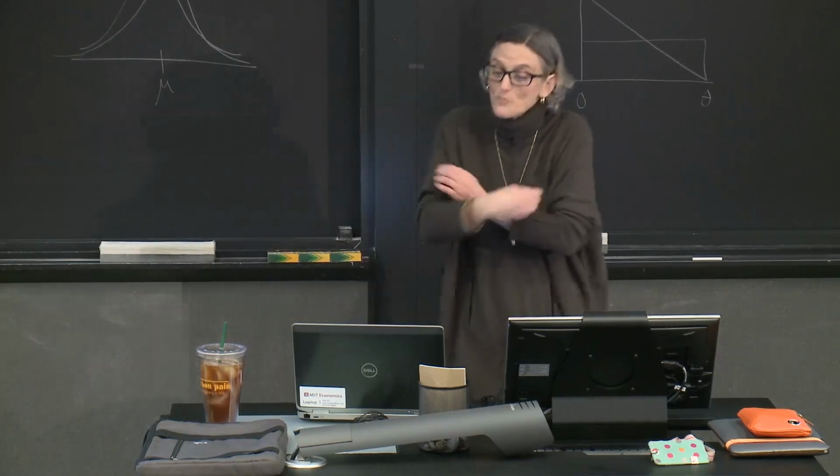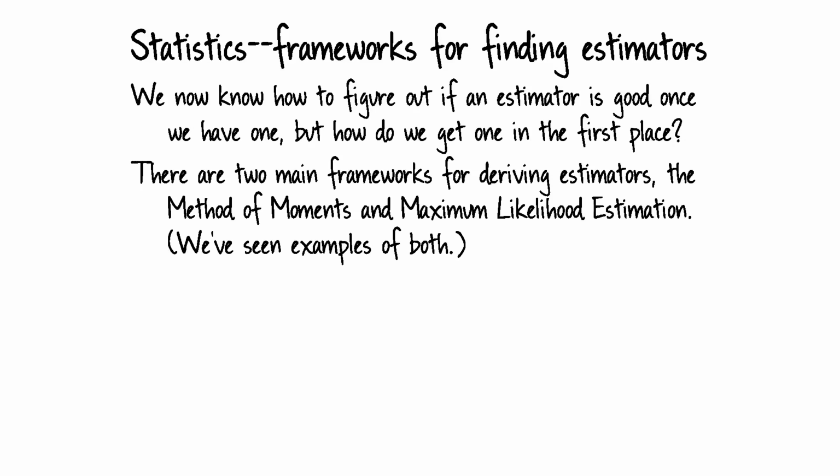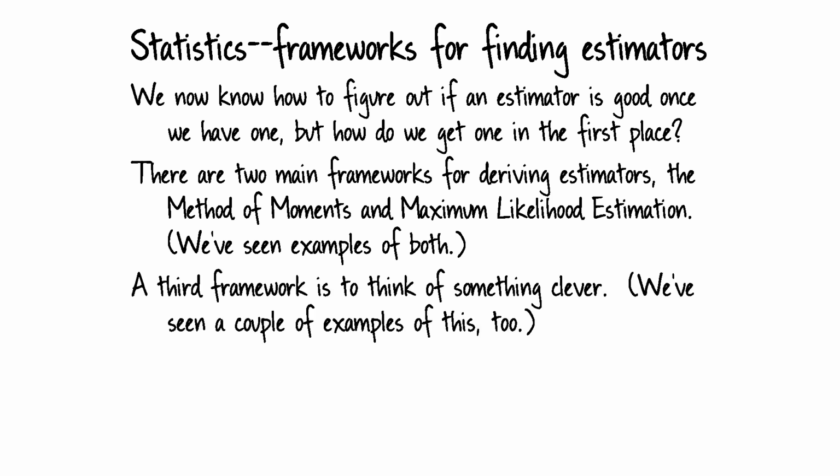Okay? So there are 2 main frameworks for deriving estimators. One is called the method of moments, and the second is called maximum likelihood estimation. In fact, we've seen examples of both. So 2 times the sample mean in the uniform example is a method of moments estimator, and the nth order statistic in the uniform 0 to theta distribution is a maximum likelihood estimator. And then, as I said before, a third framework you can think of is to just come up with something clever off the top of your head, and that sometimes works.